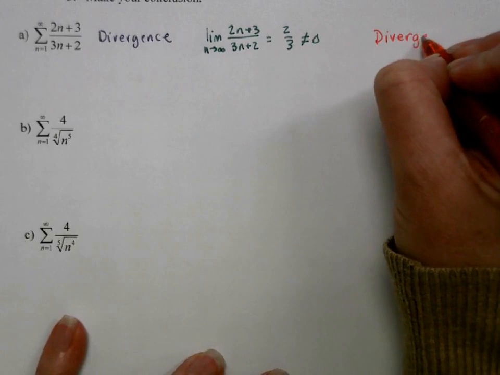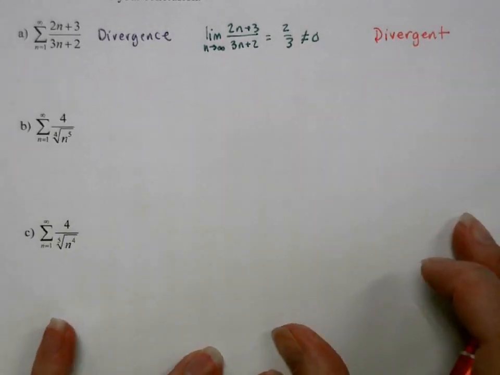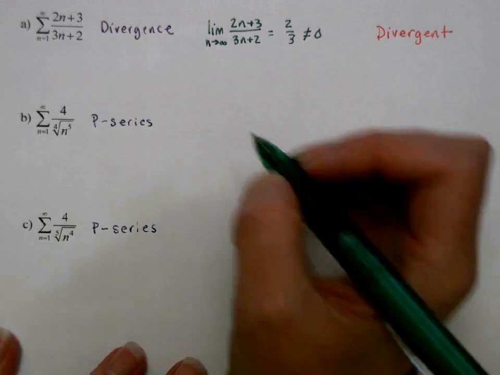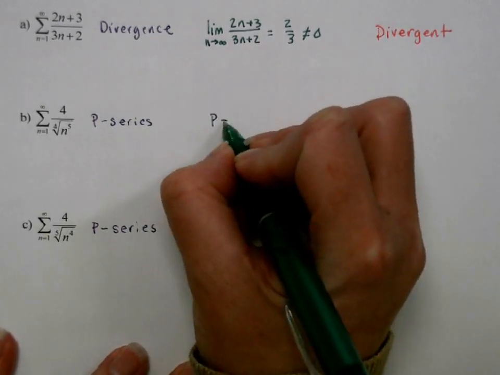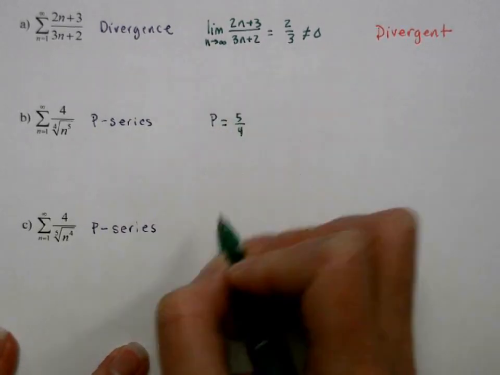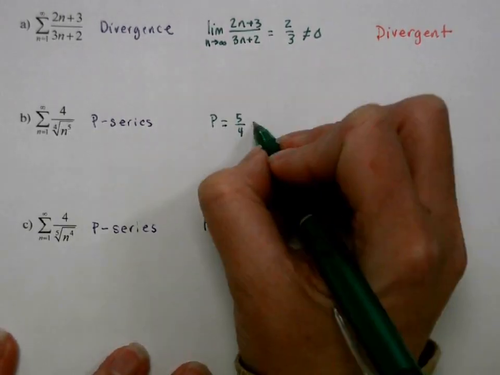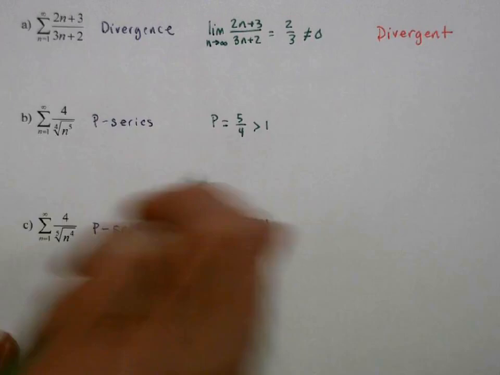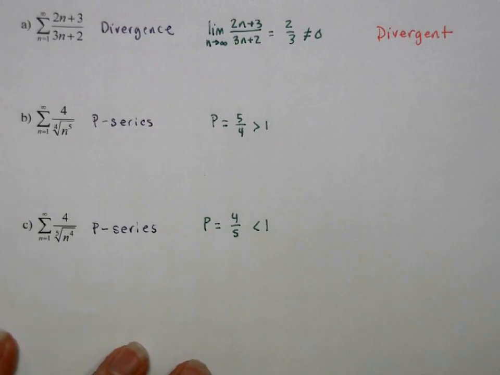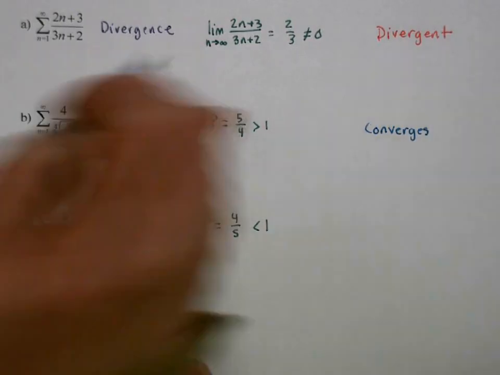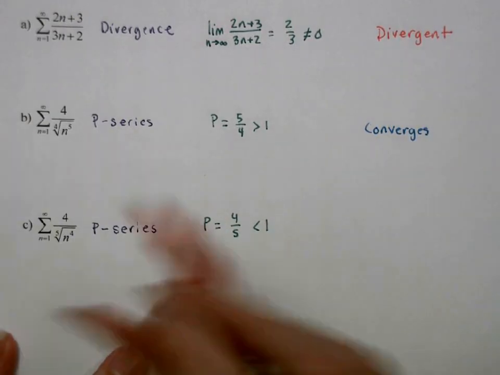Okay, the next two are p-series. So those are easy. We just have to decide what our p is and how does that affect its convergence. So here p is 5 over 4. Here p is 4 over 5. Okay, this is greater than 1. This is less than 1. If it's greater than 1, our series converges. In a p-series, if the number is less than 1, it diverges.